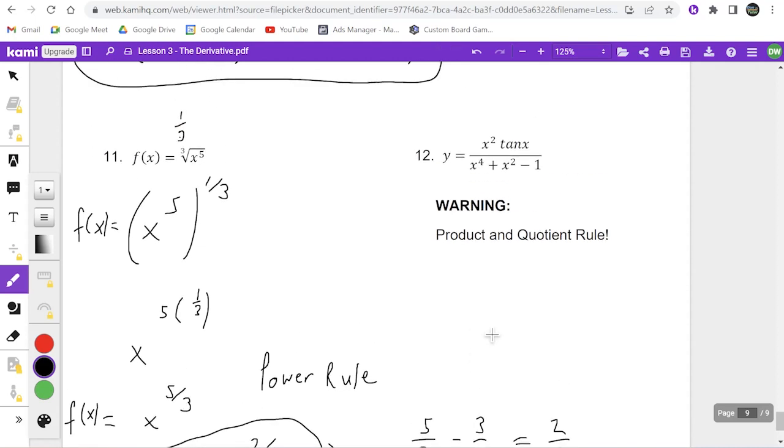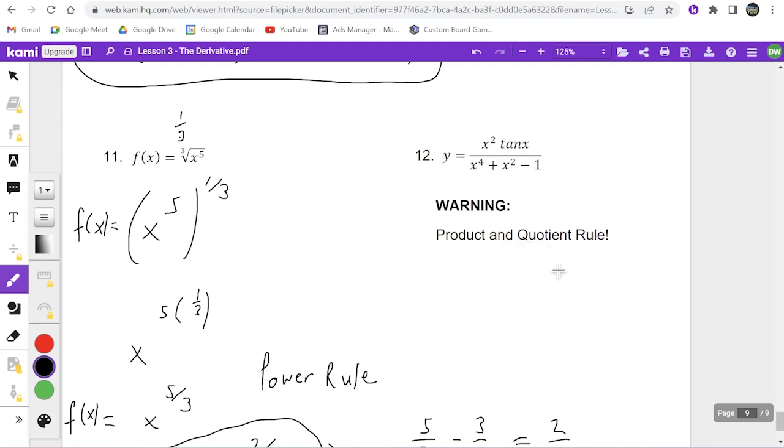Okay. And then the last one we have for today is number 12. It is by far the hardest problem that you'll have ever seen in your calculus careers, at least for week 3. It is y equals x squared times tangent x divided by x to the fourth plus x squared minus 1. And you see I have a warning here. It's product rule and quotient rule.